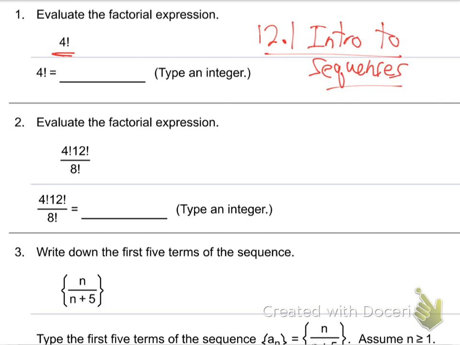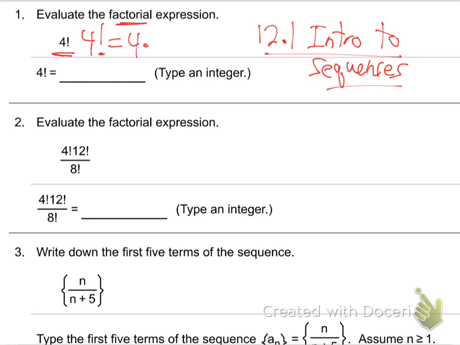So what's with that 4 being all excited? 4 with the exclamation point. To some of you, it's called factorial. And what does it mean? Do some of you know already? Nobody knows? Have you seen this before?